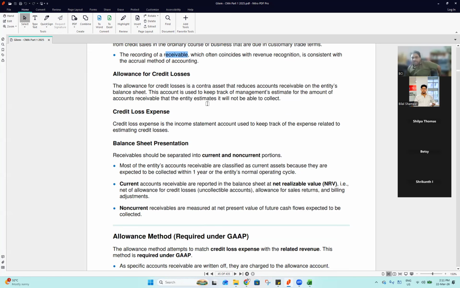Here in the US we call provision for bad debts the allowance for credit losses. So get used to this wording, allowance for credit losses. There is nothing called provision for bad debts here. It is the same thing, but we use a different name. Now, the allowance for credit losses is a contra asset that reduces accounts receivable in the entity's balance sheet. Now, what is a contra asset? Anything having a credit balance, but we show it under the assets category, with a negative sign.